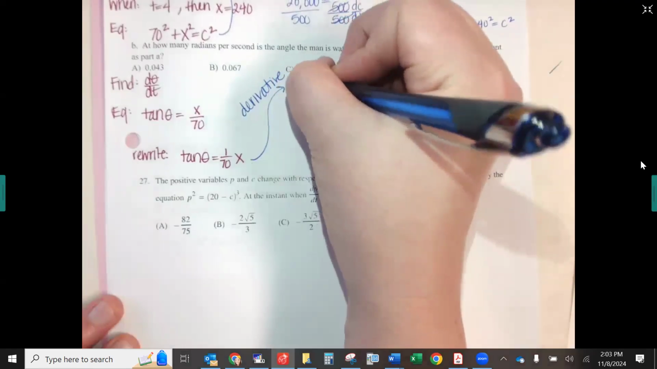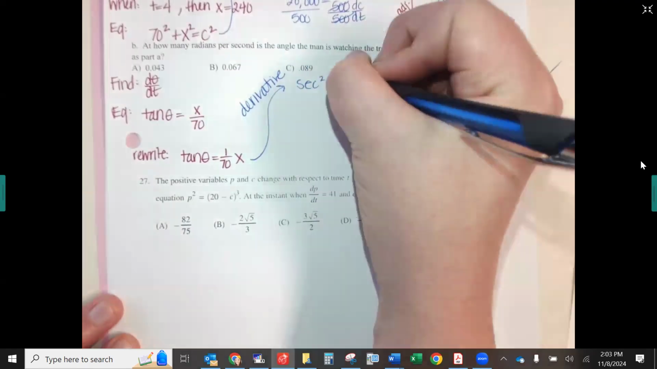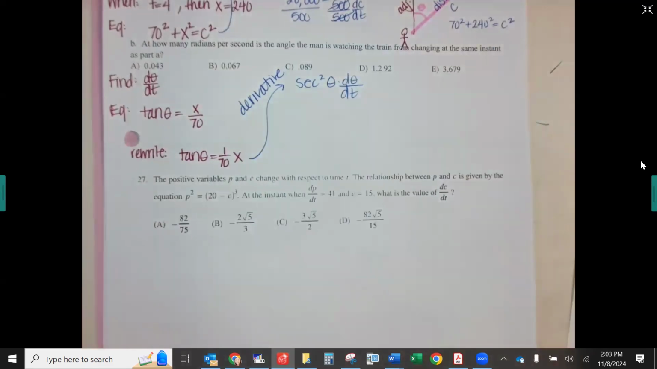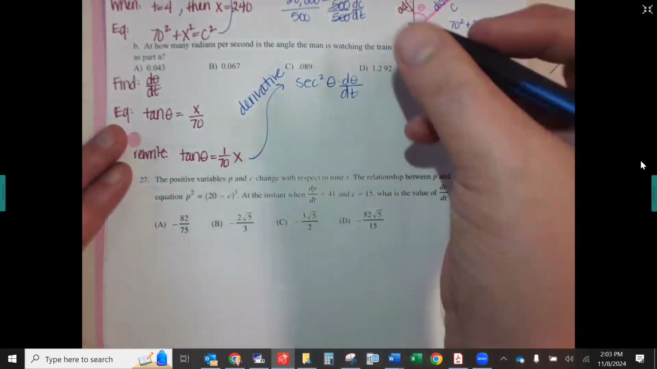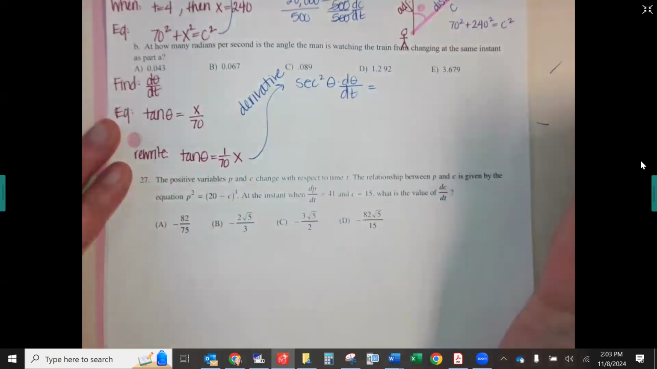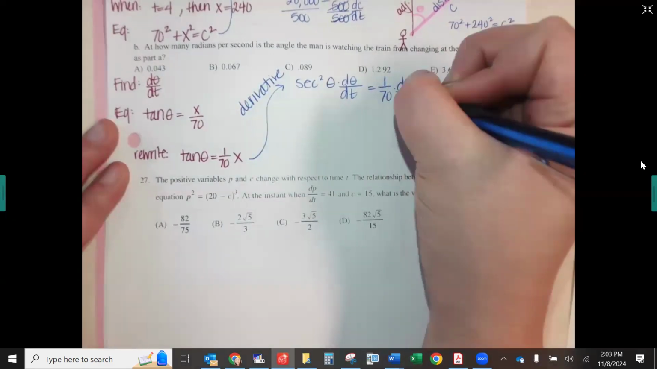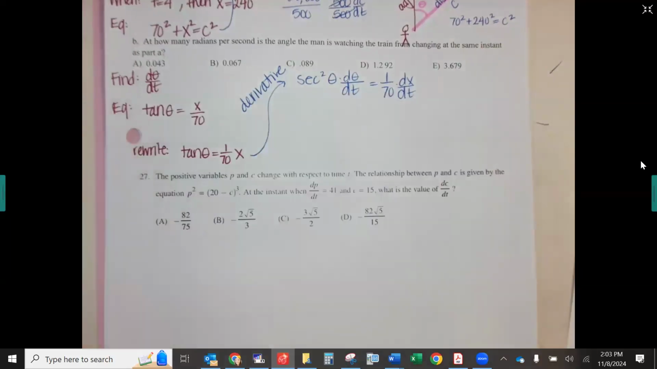Okay, your derivative should be secant squared theta d theta dt. And then on the 1 over 70x side, what's the derivative there? Very good. Okay, the derivative is just the number in front of the x. The x will drop off to a 0, but then you have to attach the dx dt.